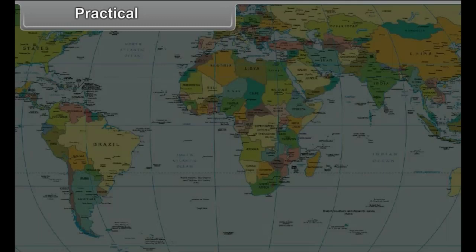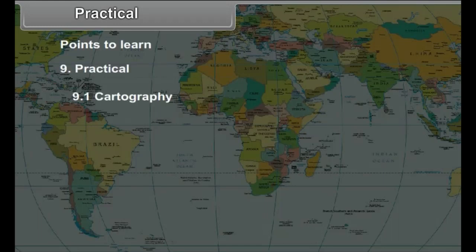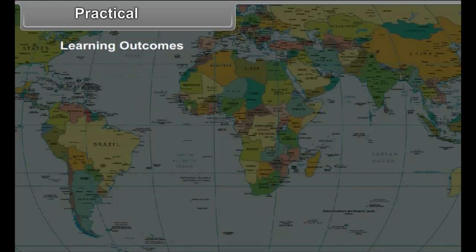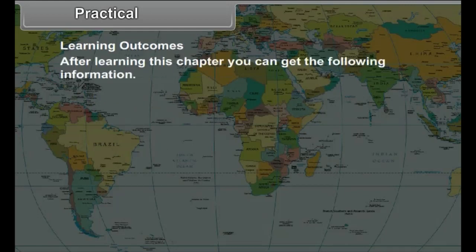Geography, Standard 9th, Chapter 9, Practical. Points to learn. 9. Practical. 9.1. Cartography. 9.2. Maps. 9.3. Field study. Learning outcomes. After learning this chapter, you can get the following information.